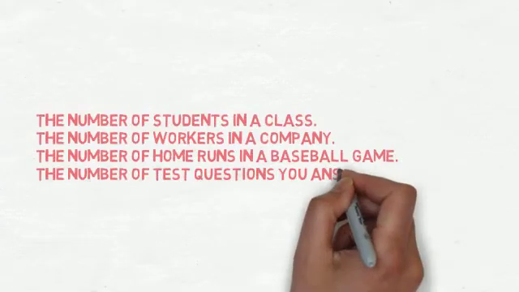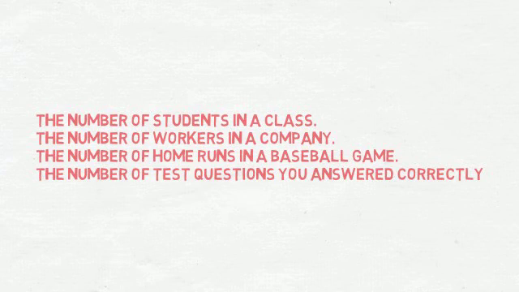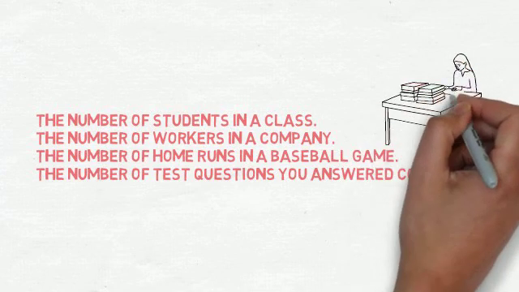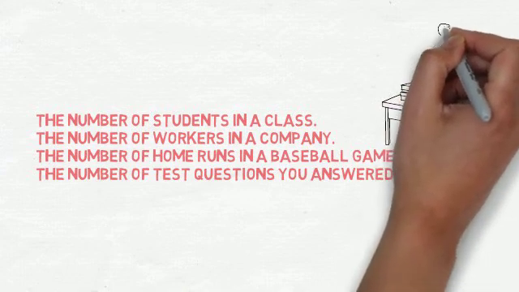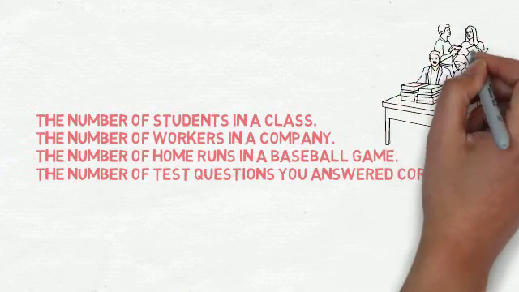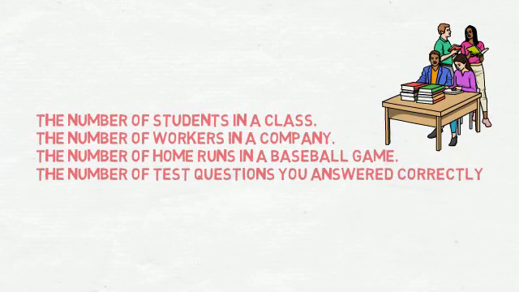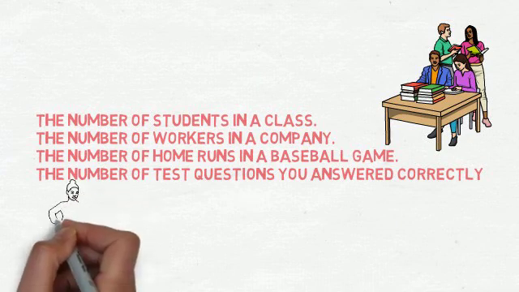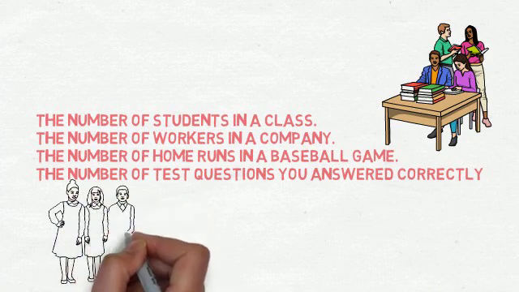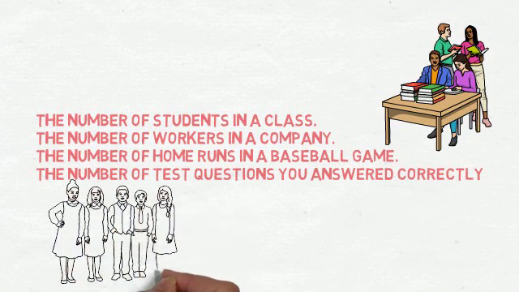Let's see some examples. The number of students in a class, the number of workers in a company, the number of home runs in a baseball game, and the number of test questions you correctly answer. From the examples, you can clearly find that they all fit under a whole number. For example, the number of students in a class, you may say 50, not 50.5 or 50.7. Same as the number of test questions you answered correctly. You may say 20, not like 20.5.